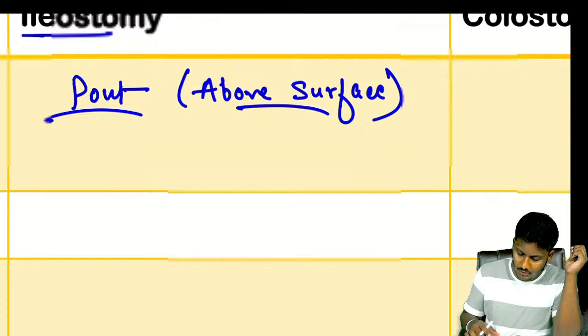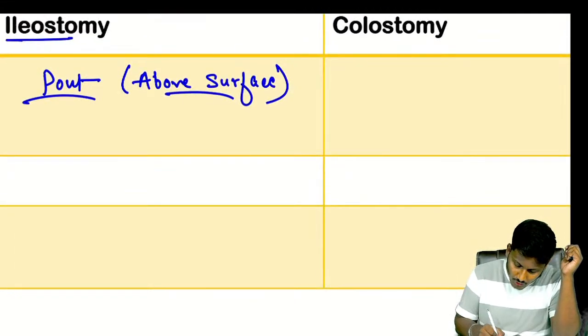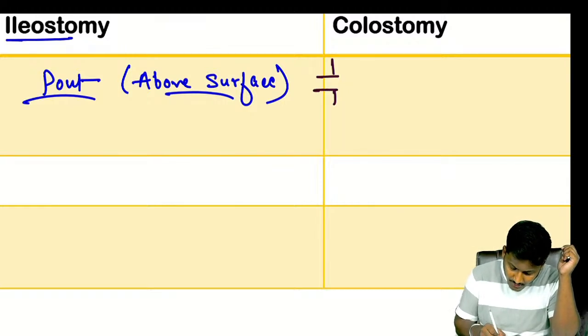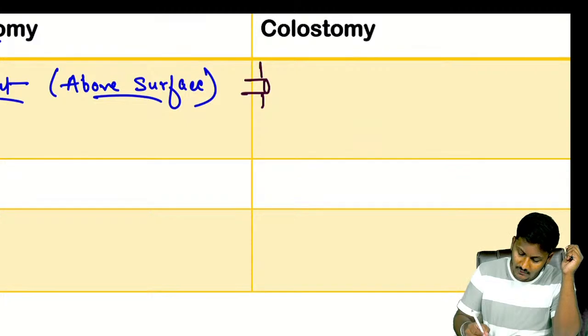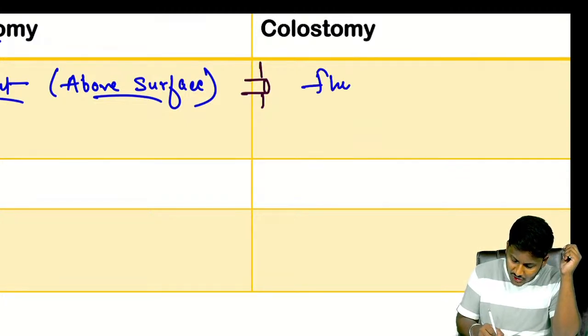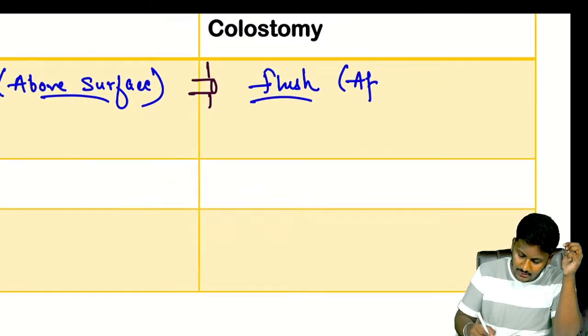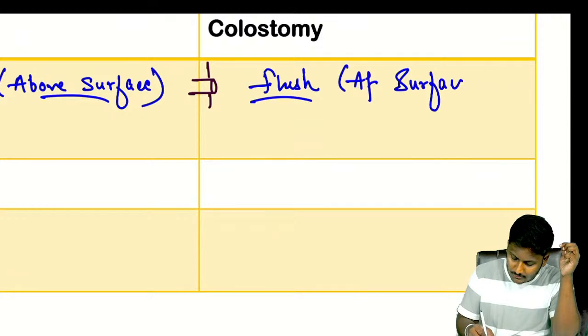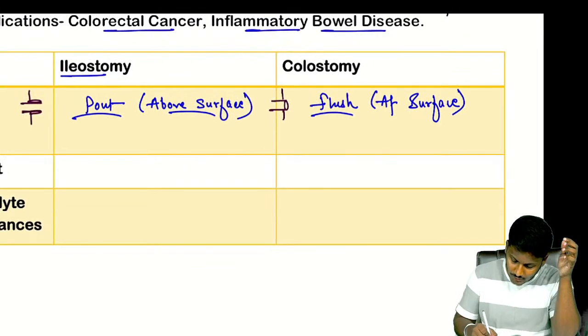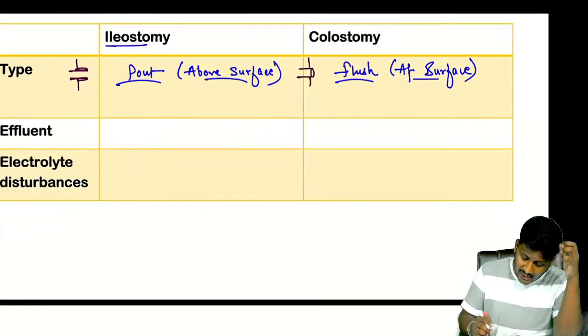Whereas if I talk about the colostomy, on the other hand, colostomy is usually done immediately at the surface, right? The colostomy that you do is done at the surface itself. And if you do it at the surface, it is called flush. When we do anything at the surface, that is known as flush. So the colostomy is done at the surface, and that is called a flush colostomy. No issues with this.